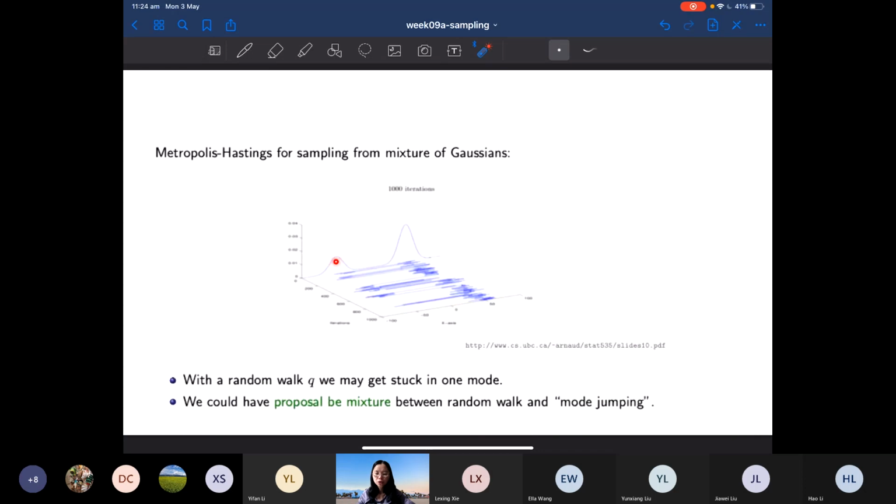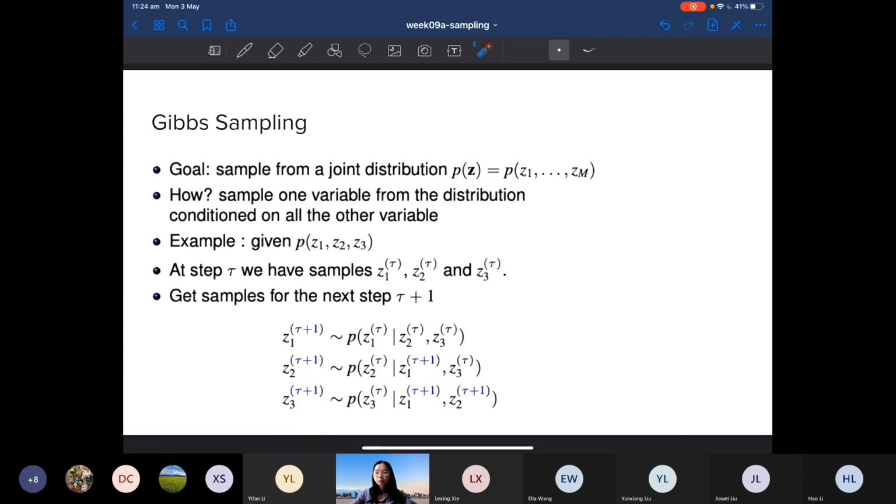One intuition to jump between two modes that are actually quite far away from each other is that we can have the proposal probability or transition probability be a mixture between random walk and mode jumping. For example, if we do a mixture of a Gaussian with a small variance versus a large variance, and we do MCMC using this mixture model, we can see that we get samples from both modes. Otherwise, we just either keep jumping and rejecting or just move within one mode, right? So that's very briefly what Markov chain Monte Carlo does.